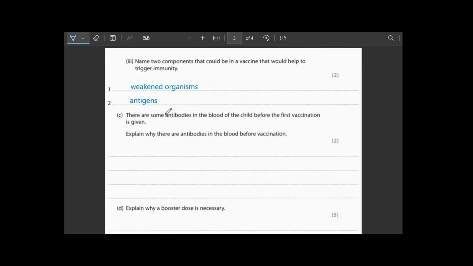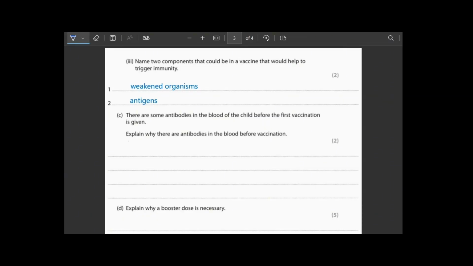And the next question, let's move to part C. Part C states that there are some antibodies in the blood of the child before the vaccination is given. Explain why there are antibodies in the blood before vaccination. So the presence of antibodies before the child is vaccinated clearly means that the unvaccinated child did not make the antibodies in his or her body. The body did not make the antibodies itself. It has received them from a source somewhere.